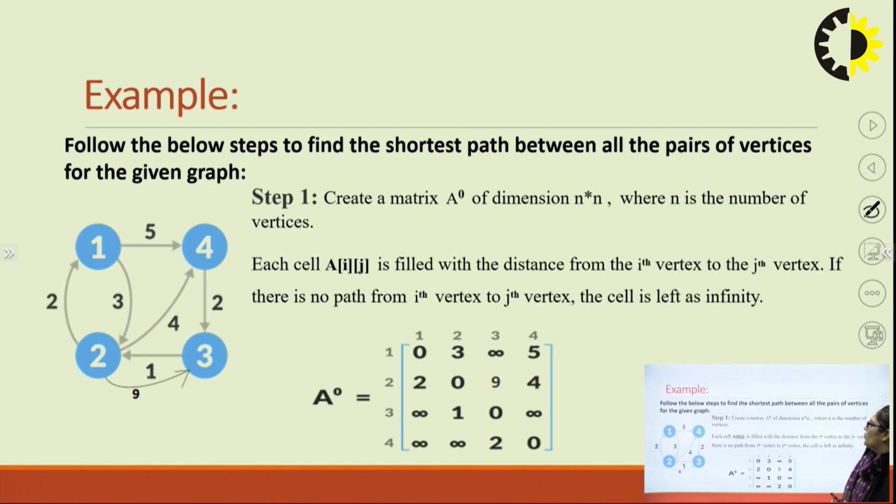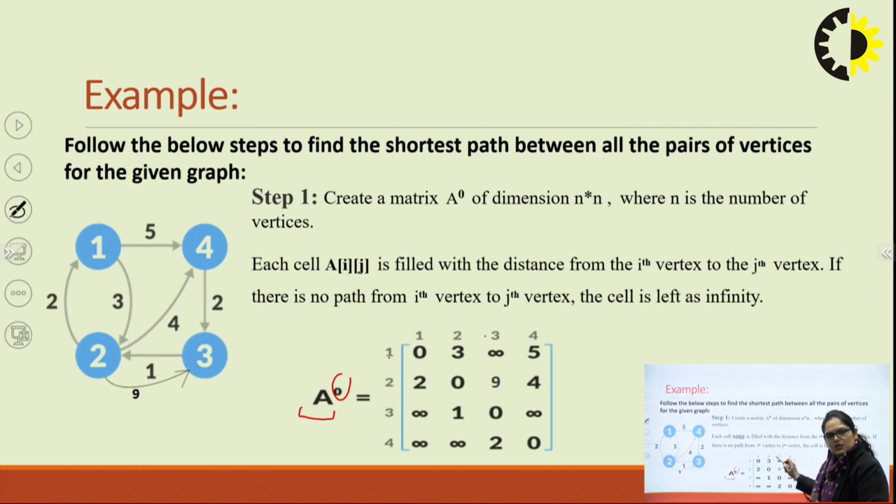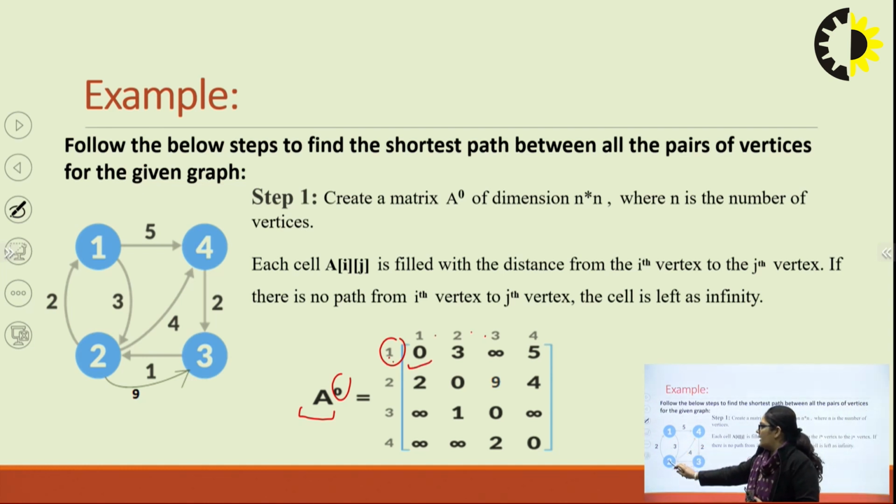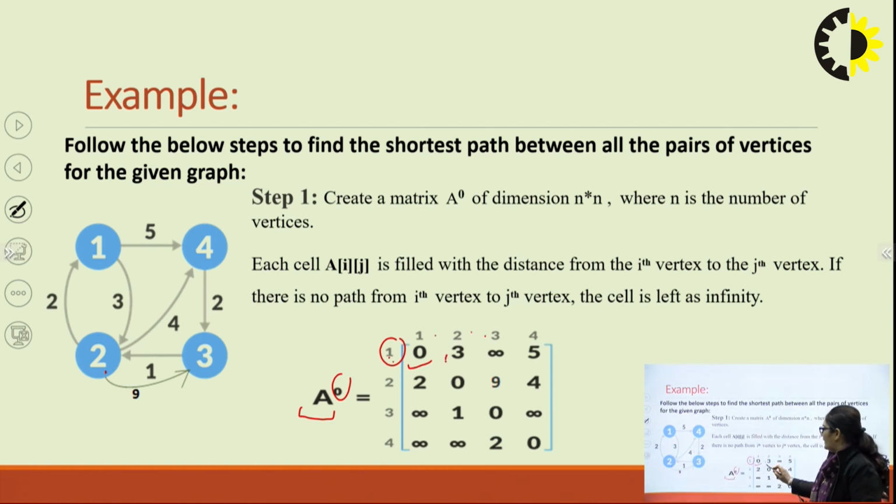Then first we have to calculate the matrix A0. What does 0 represent here? Basically 0 says that we are considering the distance from the source node to the destination node directly. It means we are considering the path length as 1. Suppose we have to calculate the distance from 1 to 1. From 1 to 1 there is no path, so you will write 0 here. Then 1 to 2, is there a direct edge from 1 to 2? Yes, there is. What is its cost? 3. Then you will write 3 here.